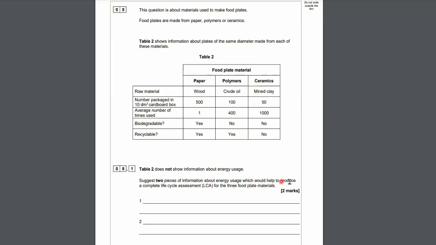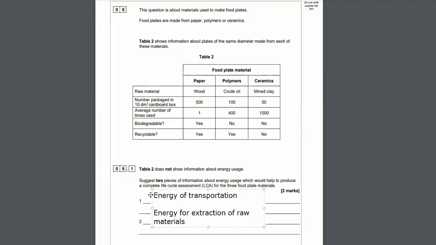So, suggest two pieces of information about energy usage which would help us to make a full life cycle assessment. Well, we haven't got the energy of transport. How much does it cost to transport the materials to the shops or wherever from where they're dug up to the factories where they're made? So we haven't got the energy of transportation. We haven't got the energy of extraction. Does it cost more energy to extract a certain amount of crude oil than wood or to mine clay? So we haven't got that.